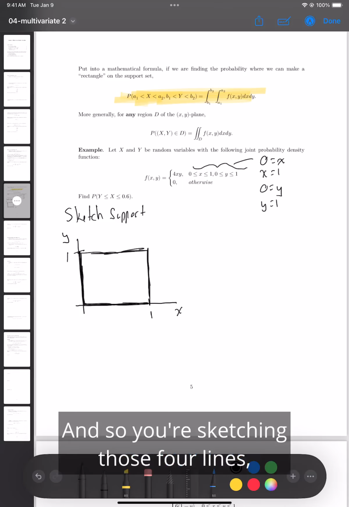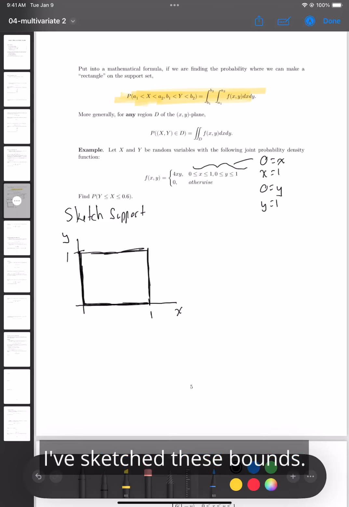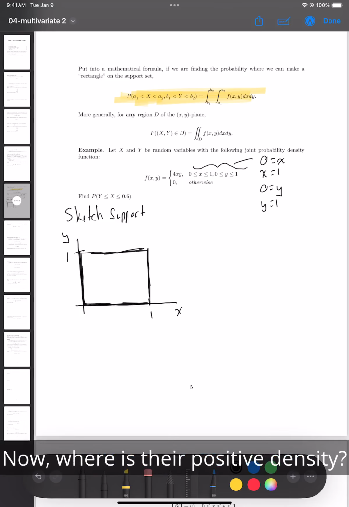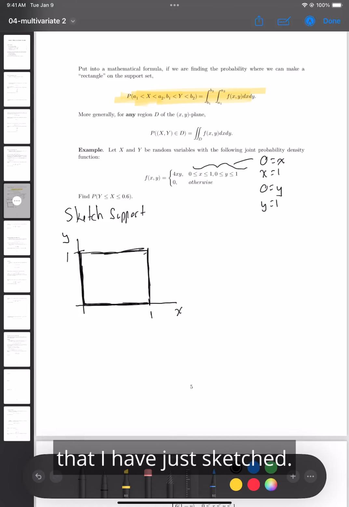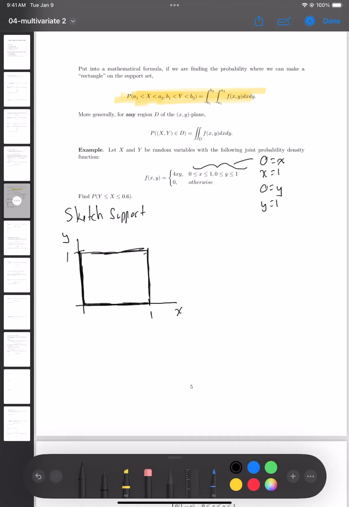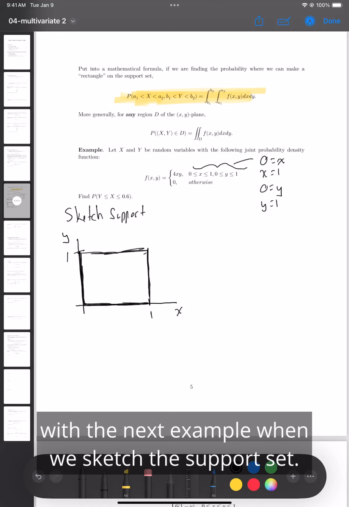And so you're sketching those four lines, and then you're figuring out, all right, I've sketched these bounds. Now, where is there positive density? And there's positive density anywhere in this rectangle that I have just sketched. So that strategy will come in handy with the next example when we sketch the support set.